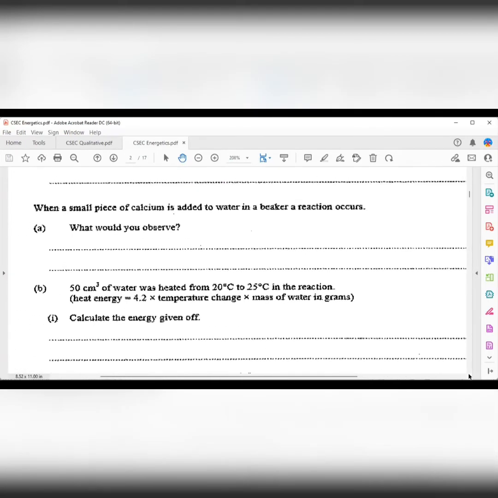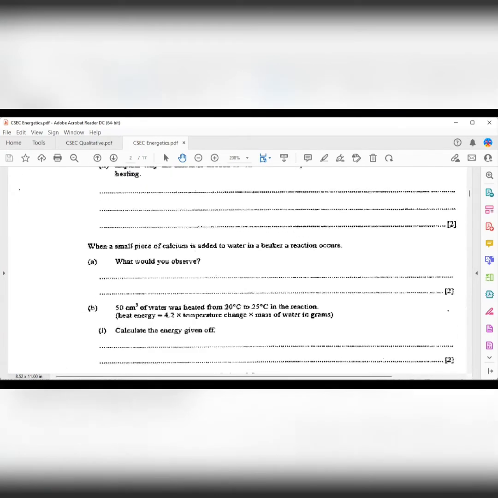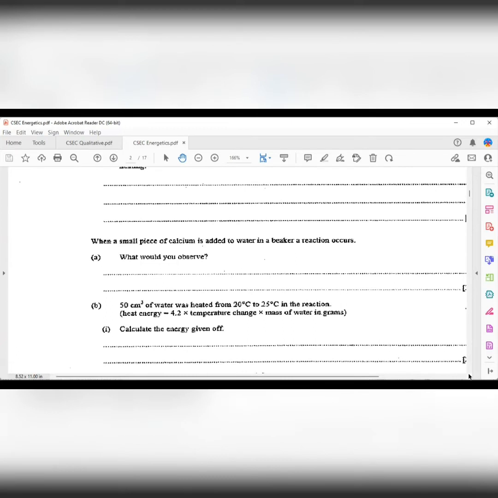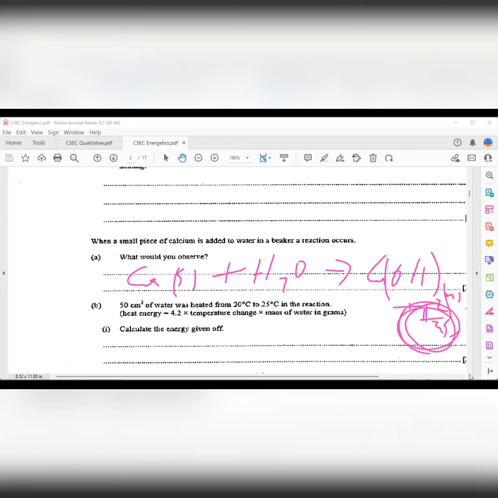All right. It says when a small piece of calcium is added to water in a beaker, a reaction occurs. What would you observe? That's 2 marks. You would observe that the calcium would react with the water to form calcium hydroxide. So calcium, which is a solid, plus H2O gives you calcium hydroxide, aqueous, and hydrogen gas, H2. So what would you observe? You'd observe effervescence. You know what effervescence is?